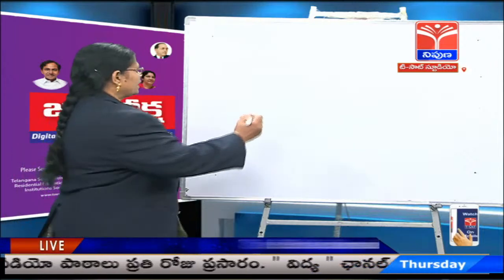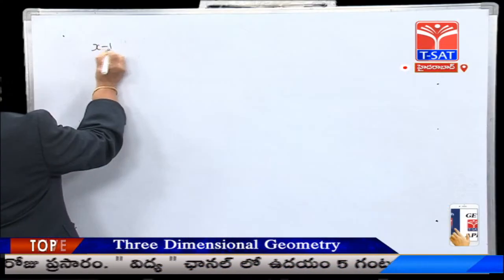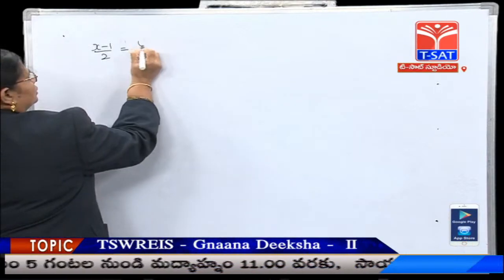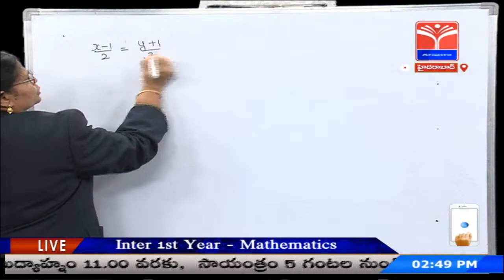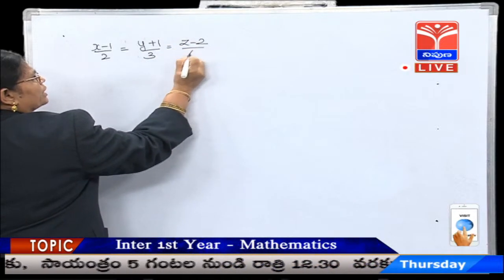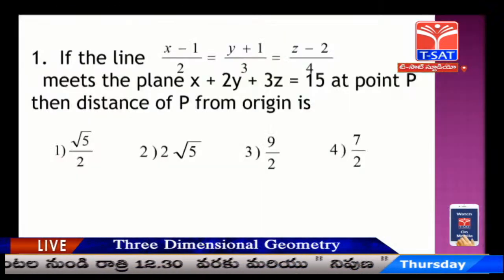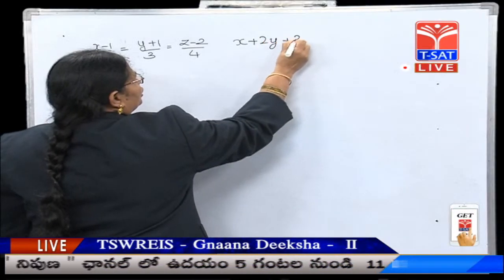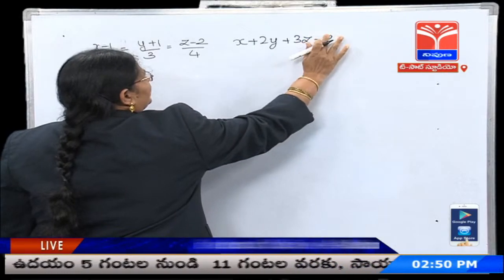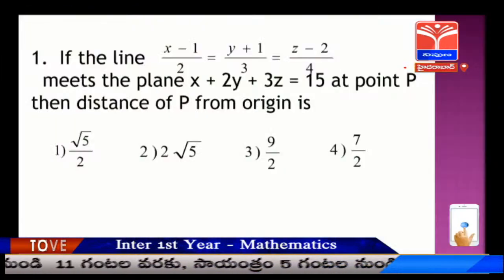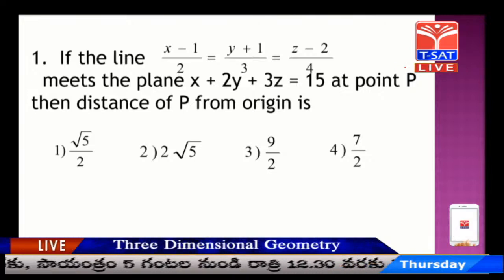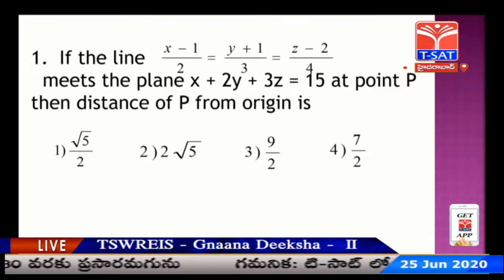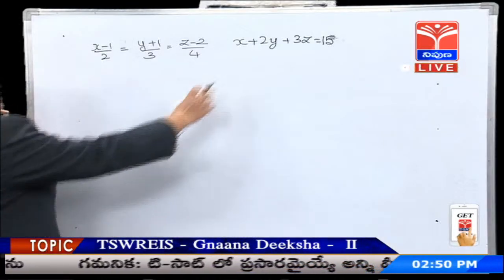If the line (x minus 1) by 2 equal to (y plus 1) by 3 equal to (z minus 2) by 4 meets the plane x plus 2y plus 3z equal to 15 at a point P, then you have to find the distance of P from the origin. This line is meeting the plane.